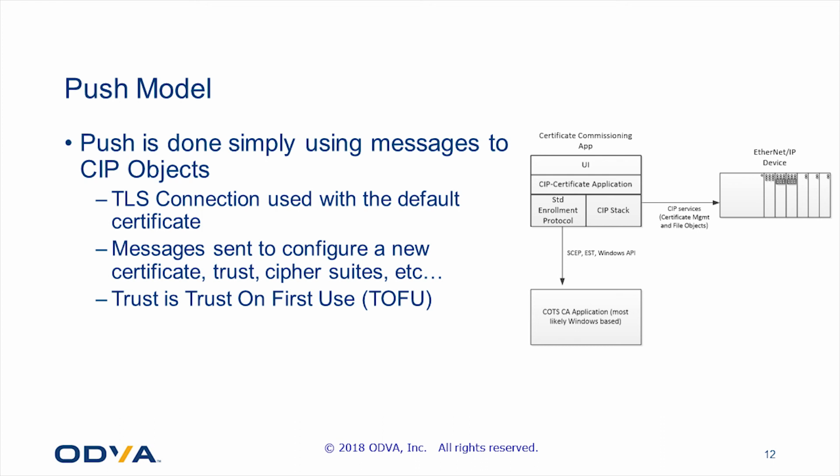You could use several different models for this. One way to do it would be to have a secure network where you provision your devices before they get deployed onto your OT network. You don't have to do that, but that is certainly a way that is suggested for customers to utilize this.